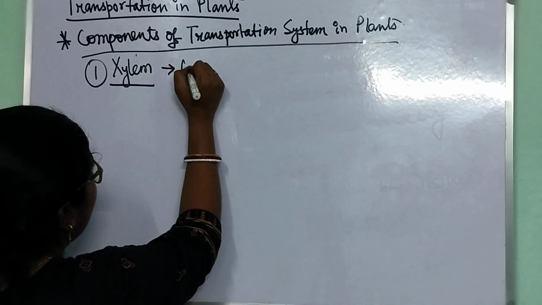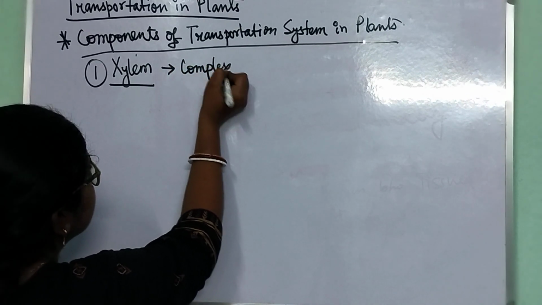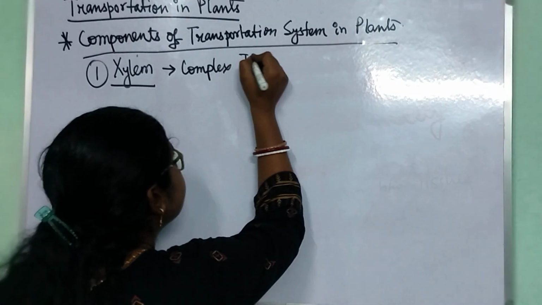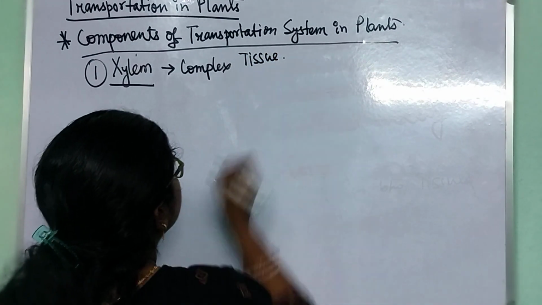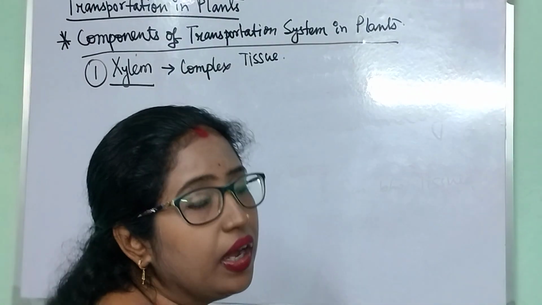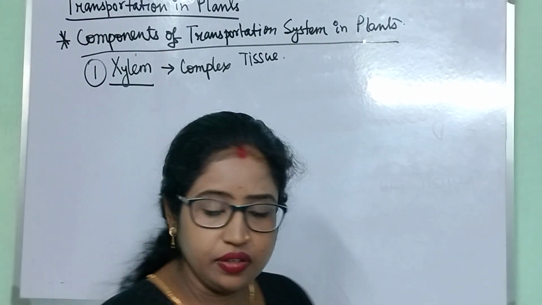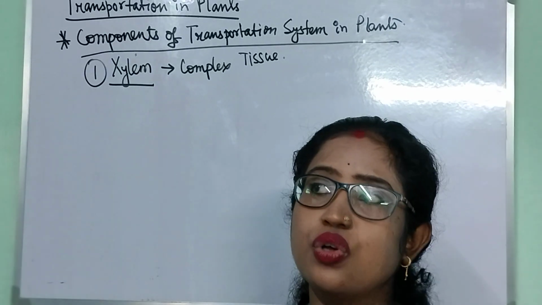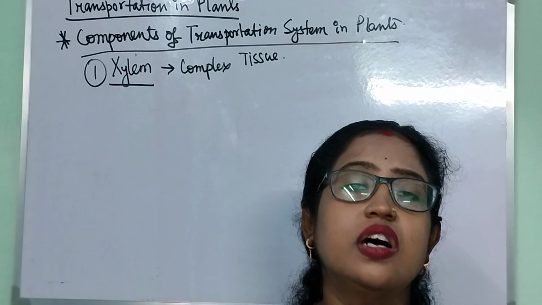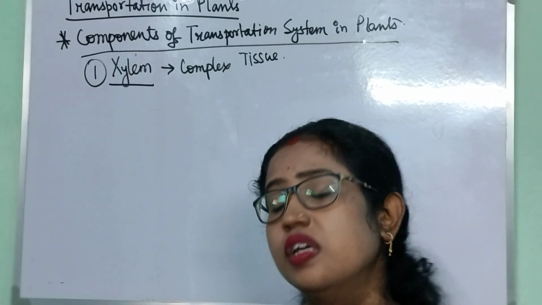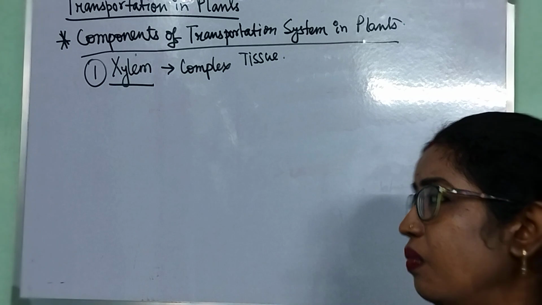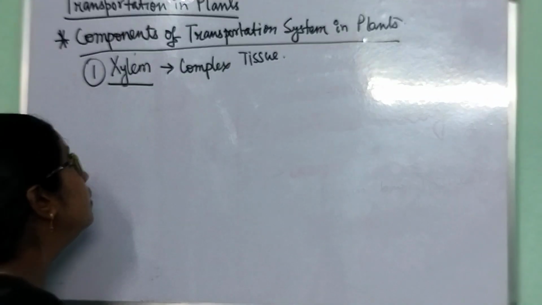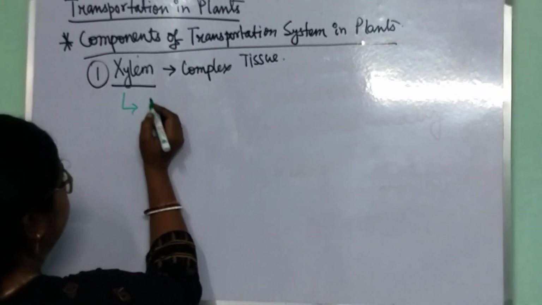Xylem is made up of complex tissues that carry water and the minerals that are absorbed by the root hair. It conducts water and minerals throughout the whole body of the plant. Xylem has four components.